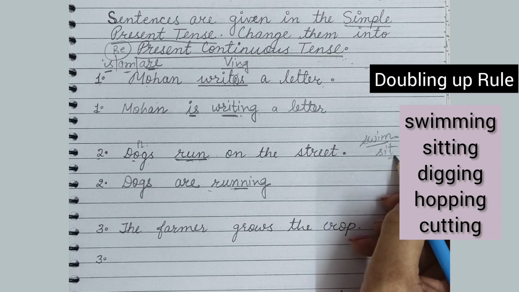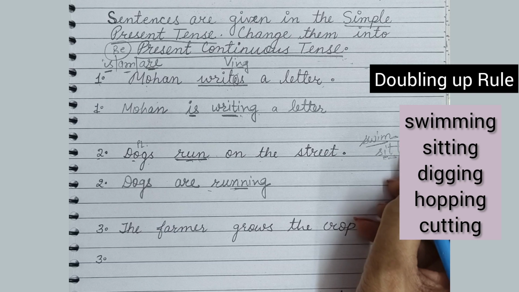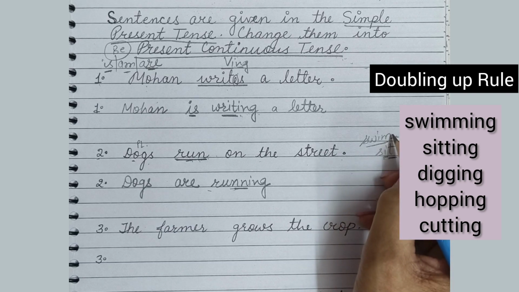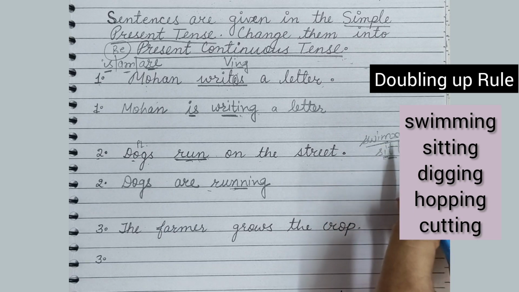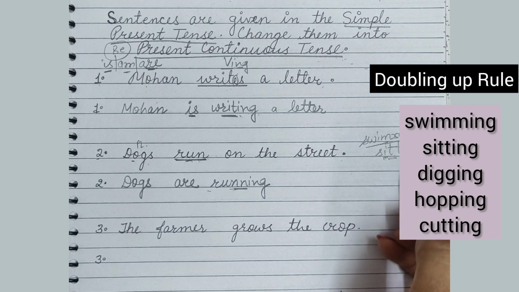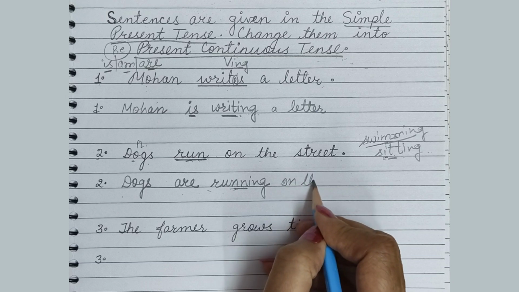single consonant and before the consonant there is a single vowel sound. That's why when you change sit into sitting, it is double T. When you change swim into swimming, it is double M. This is again covered in my spelling rules video, doubling up rule. Please do watch that video. So dogs are running on the street.